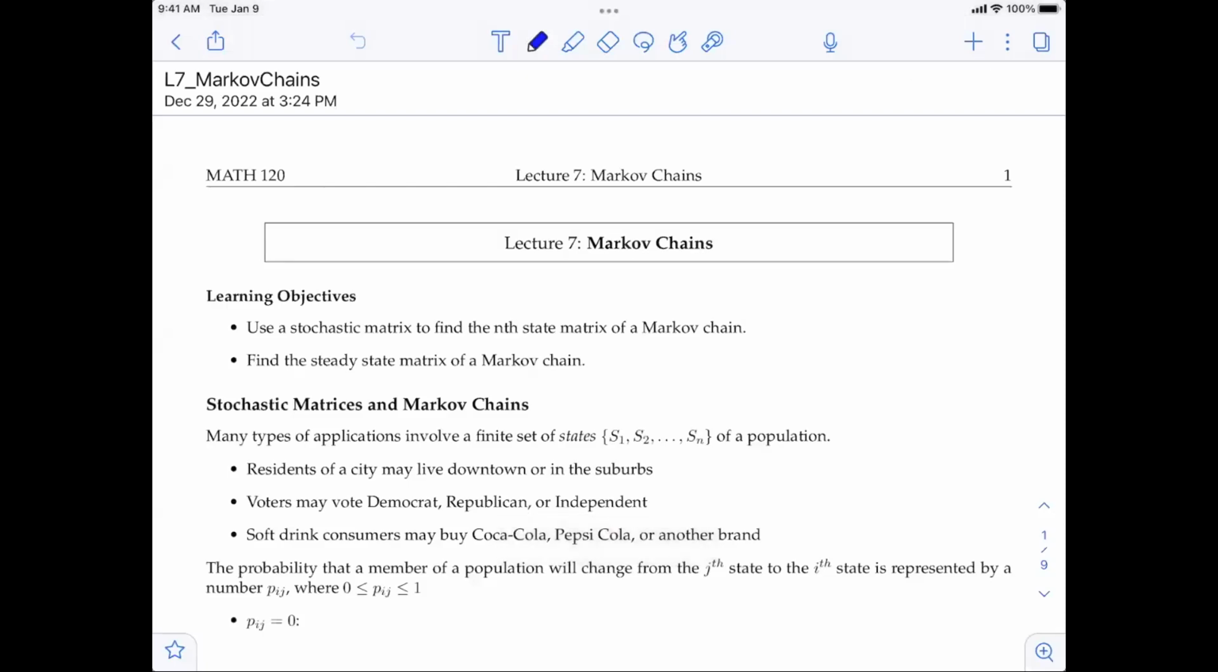Hello everyone. This is lecture 7, Markov chains. This lecture and the next lecture, lecture 8, will be dedicated to the applications of matrix operations. In this lecture, we're going to focus on Markov chains. In the next lecture, we're going to focus on cryptography.